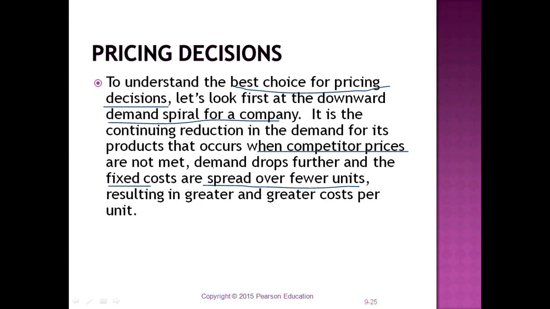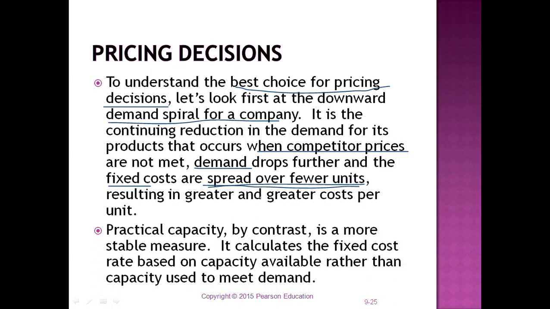And if your demand drops further, then that means your cost per unit is going to be higher and higher, because your fixed cost per unit will be spread over fewer number of units, and so it could lead to a greater cost per unit for you. When we consider the practical capacity in contrast, then you will notice that it is a more stable measure, because then you're calculating something after considering your normal maybe inefficiencies, or maybe the normal capacity that can be used to meet the demand.